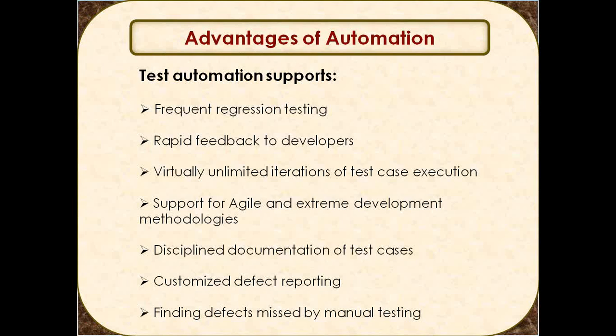Next, virtually unlimited iterations of test case execution. There is no limitation on the execution. You can run regression test cases using an automation tool any number of times. It also supports agile and extreme development methodologies. Automation is not specific to a particular methodology; it can be used for any methodology. Agile is the latest one, but you can use it for the V model, agile model, or anything.